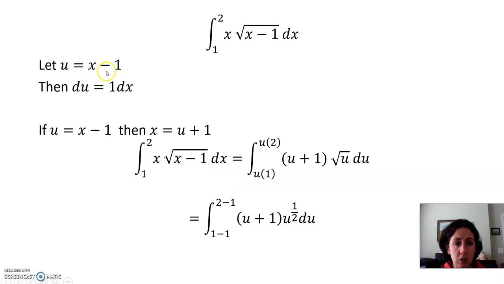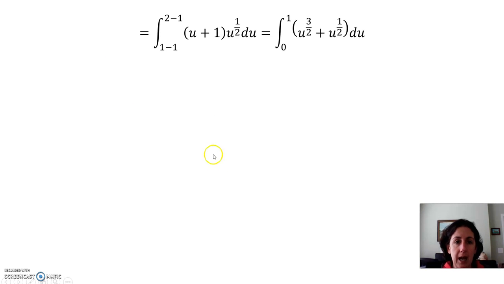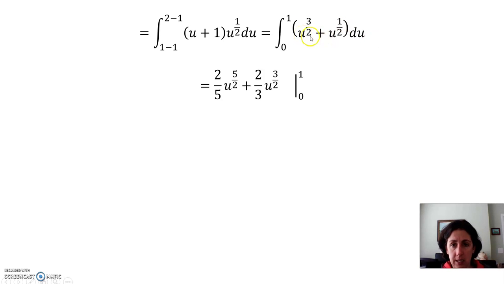u at 2 would be 2 minus 1. u at 1 would be 1 minus 1. So what I have here is the bounds from 0 to 1 of u to the 3/2 plus u to the 1/2 du. Now I can evaluate that definite integral.